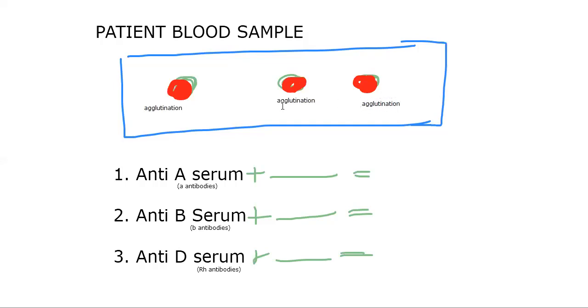Clotting occurs. A patient blood sample is taken, three blood drops on the slide. Then what is present in the patient's RBC? I don't know. Patient or any human being. So I'm writing the result here: agglutination.